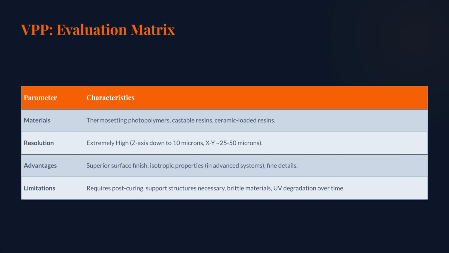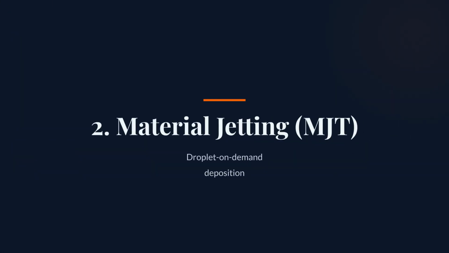This evaluation matrix highlights the characteristics of VPP, including its use of thermosetting resins, high resolution, and superior surface finish, alongside limitations like the need for post-curing. Moving to the second category, material jetting, or MJT, which utilizes a droplet-on-demand deposition process.